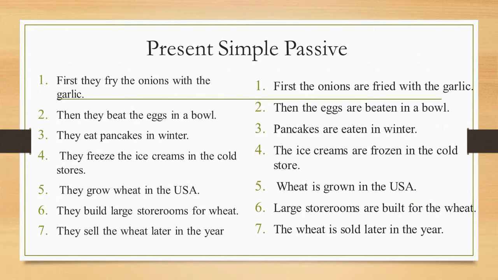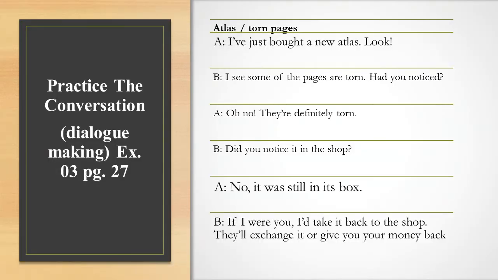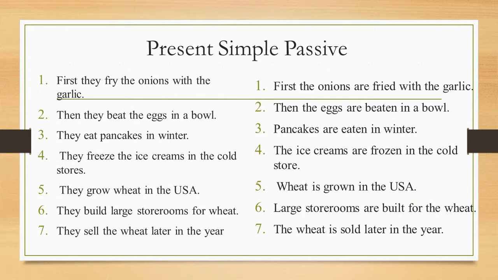Number 6. They build large storerooms for wheat. Large storerooms are built for the wheat. Number 7. They sell the wheat later in the year. The wheat is sold later in the year. Remember 4 steps. Number 1. Bring the object at the subject position. Number 2. Add the auxiliary verb is, am, are. Number 3. Add the past participle form of verb. Number 4. Drop the subject. So this is how you are going to make present simple passive.